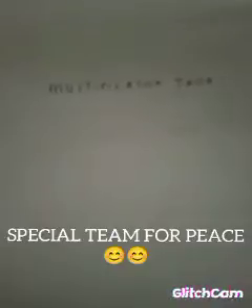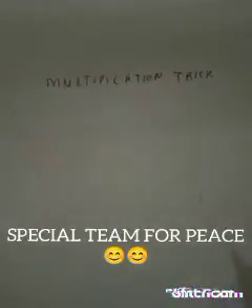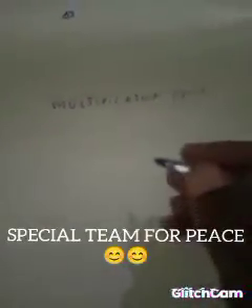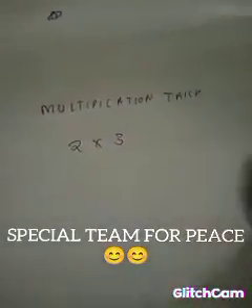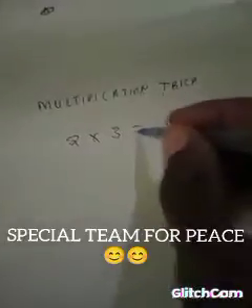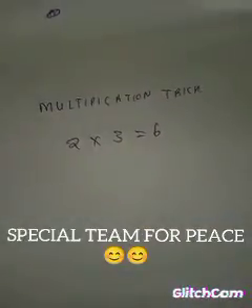Well, welcome. Today we shall be discussing multiplication tricks for kids. For example, if you have a number like 2 multiplied by 3, they can cram from the table to get the answer as 6. But what if their memory is slightly lower?